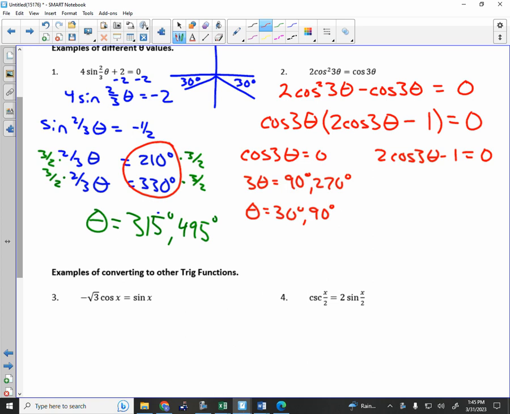The next one I solve, as I add the 1 and divide by 2, I have cosine of 3 theta is equal to 1/2. I inverse the cosine of 1/2 and I get 60.